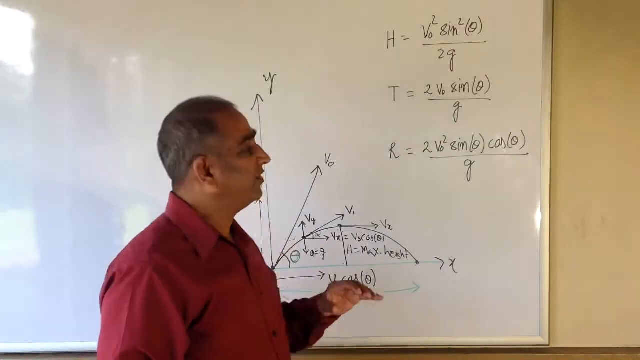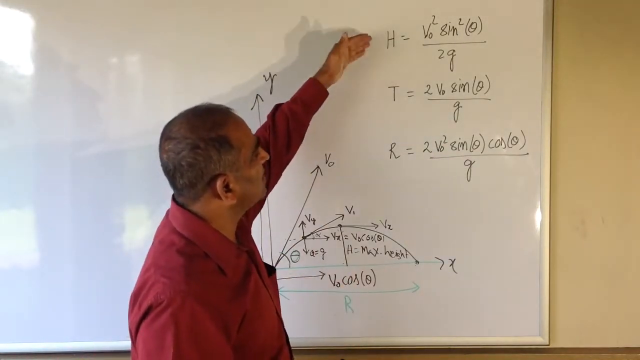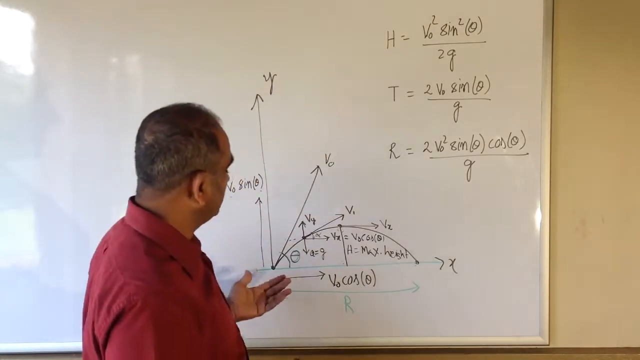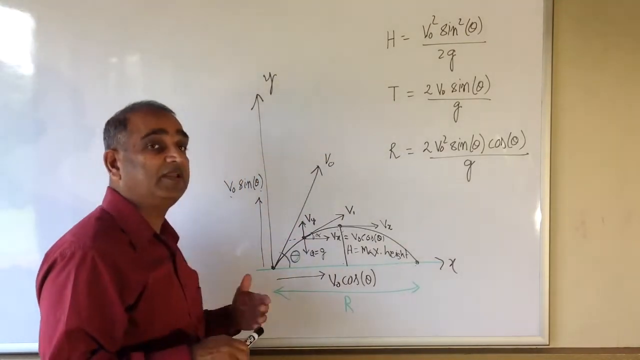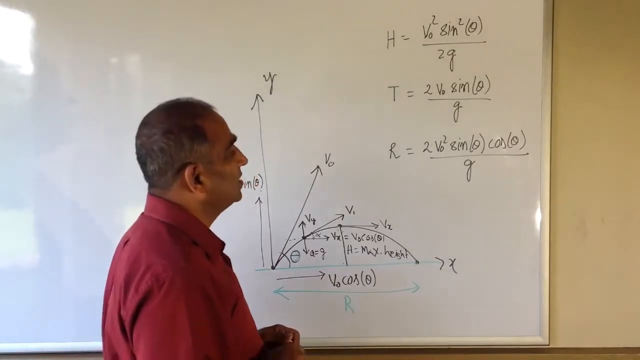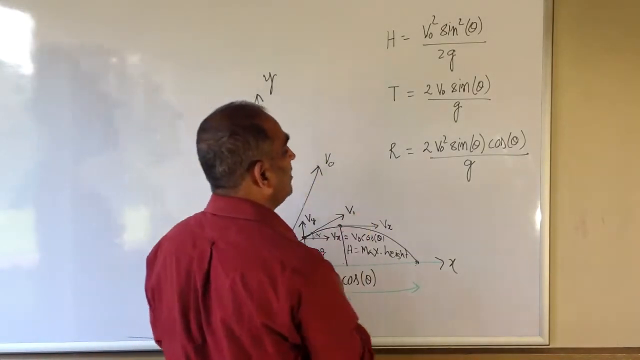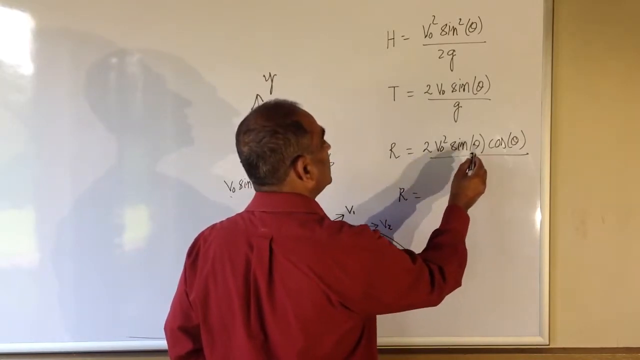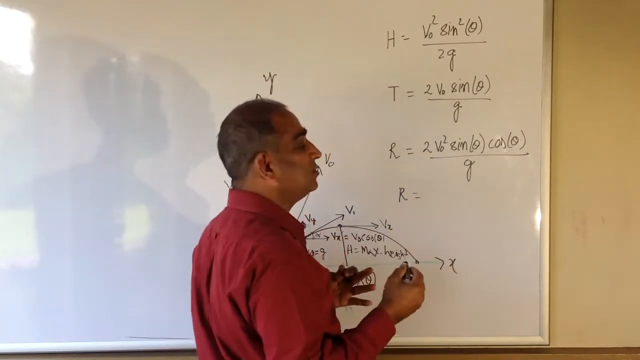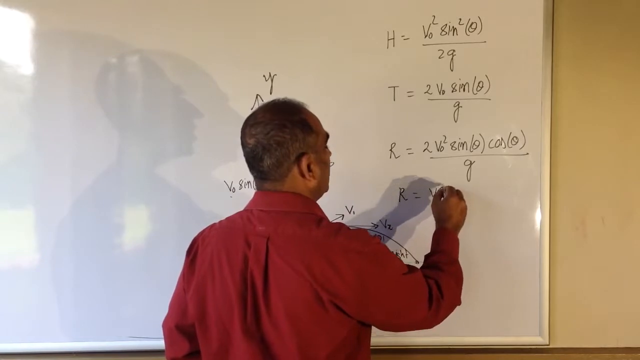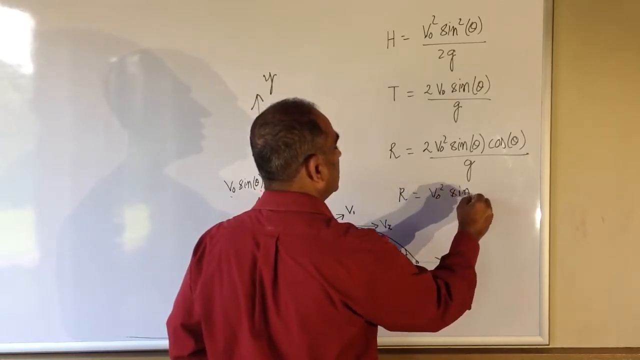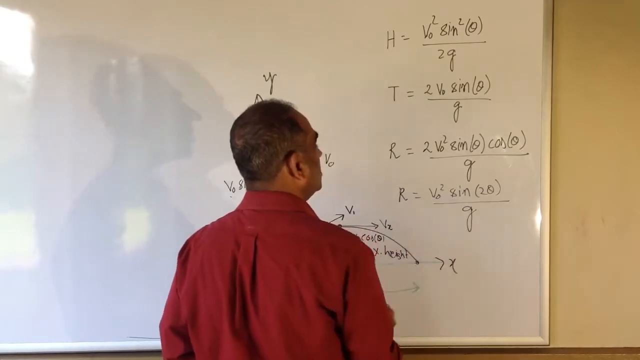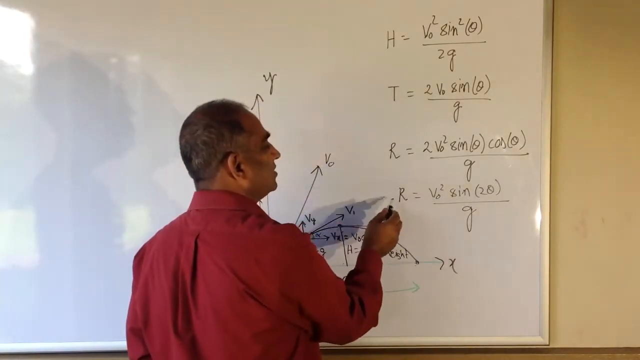Now, in this session, we will talk about the maximum height, time of flight and range for this projectile motion, which we discussed in the previous class. So, this range can be written as, to simplify it, 2 times sine theta cosine theta becomes sine 2 theta. That is V naught square sine 2 theta over g. So you can write either this or this.